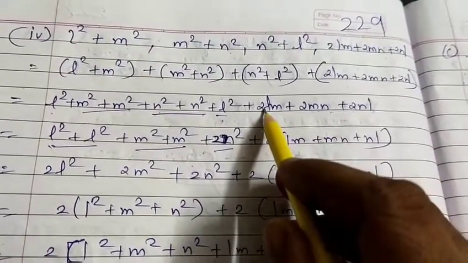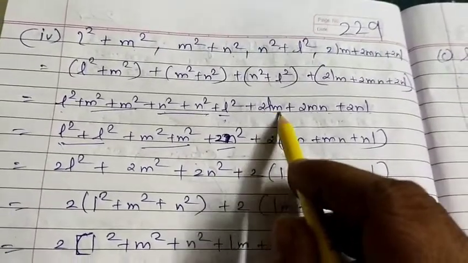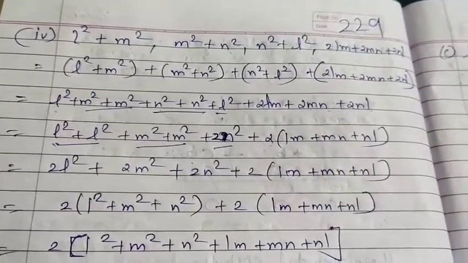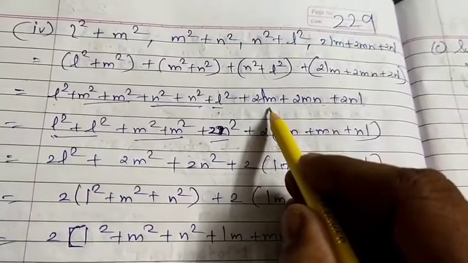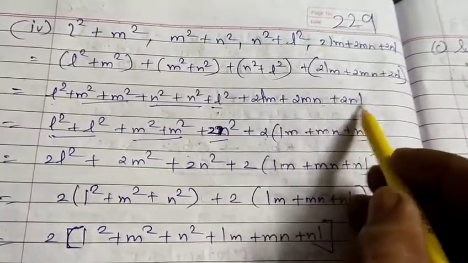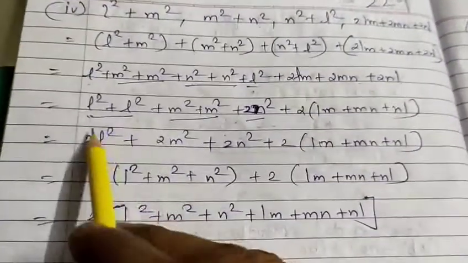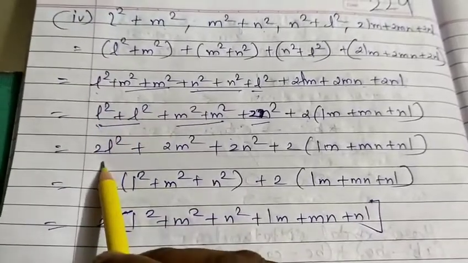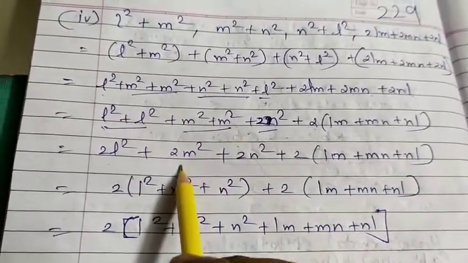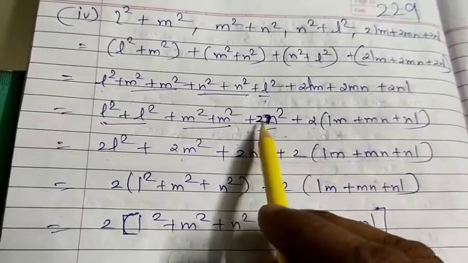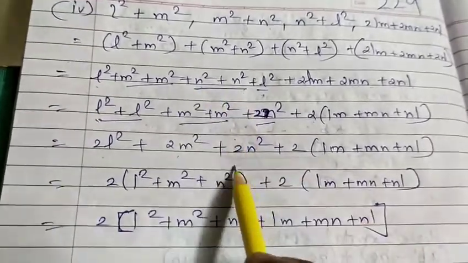So what I did, I tried to take out this 2 as a common outside, and what is left inside the bracket is lm, mn and nl. After doing so, L square plus L square gives 2L square, m square plus m square gives 2m square, n square plus n square gives 2n square.